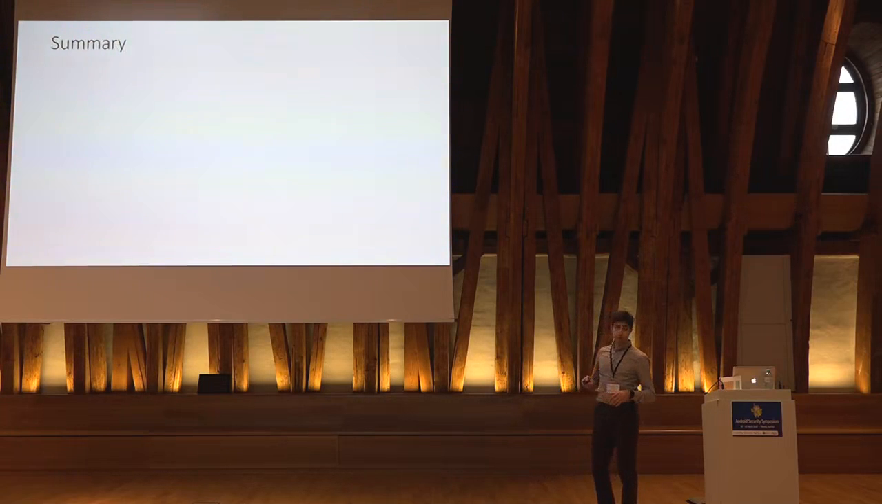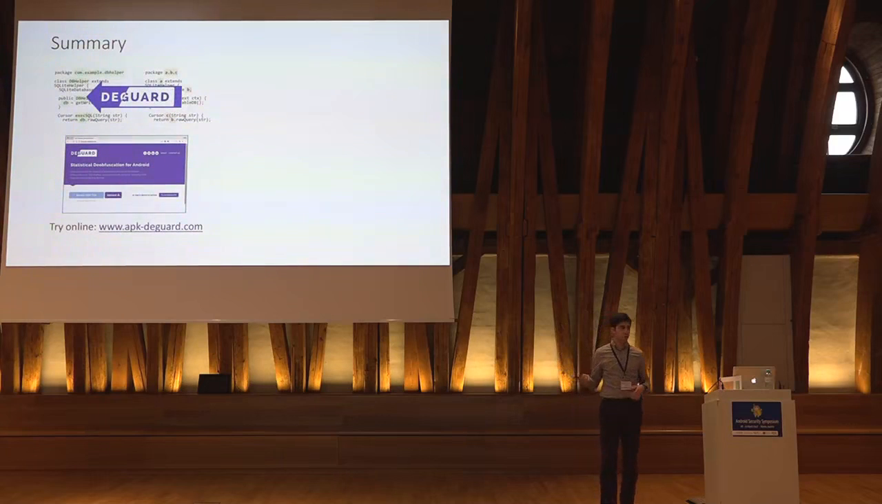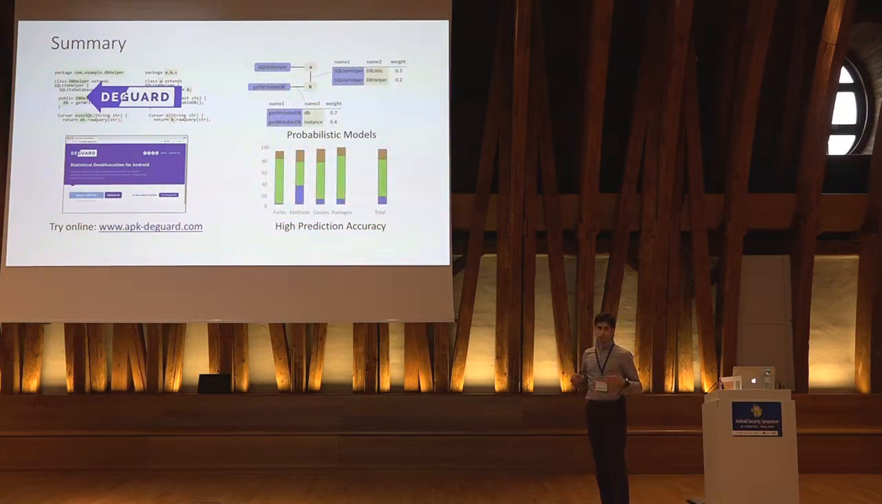All right, so with this I'm going to conclude. In summary, I presented you the DGARD system, which is publicly available at this website, and it is the first deobfuscation mechanism for layout obfuscation in Android. What made this possible is really using these powerful probabilistic models that allow DGARD to learn from large amounts of code bases to achieve high prediction accuracy in this deobfuscation.